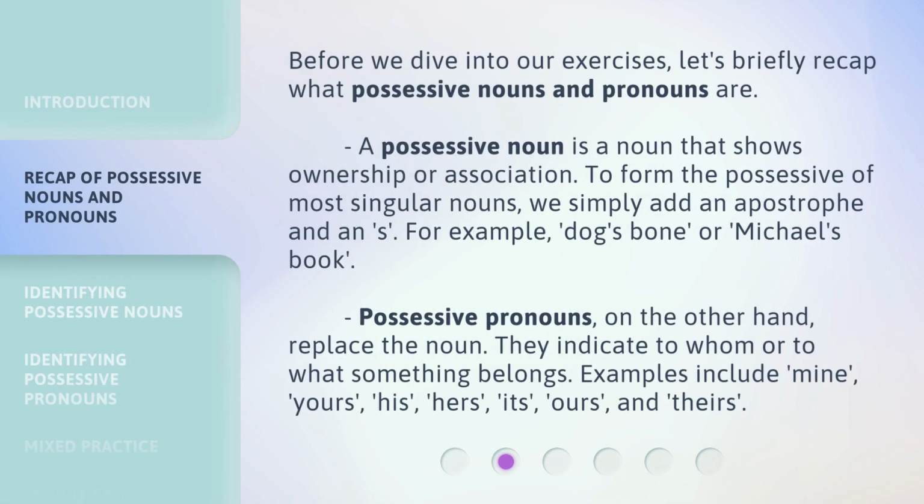Before we dive into our exercises, let's briefly recap what possessive nouns and pronouns are. A possessive noun is a noun that shows ownership or association. To form the possessive of most singular nouns, we simply add an apostrophe and an s. For example, dog's bone or Michael's book.